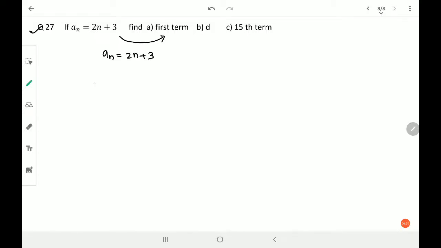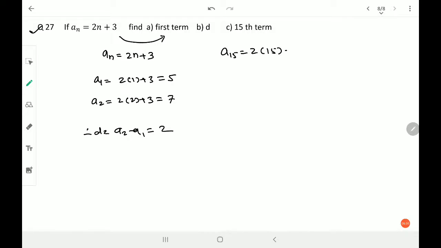You have to find the first term, meaning a1, so 2 into 1 plus 3 would be 5. Now to find d, meaning a2 minus a1, find a2 from this. a2 is equal to 2 into 2 plus 3, which is 7. So what will be d? Therefore d is equal to a2 minus a1, which is 7 minus 5, which is 2. And how do we find the 15th term? a15 is equal to 2 into 15 plus 3, 33. Answer done. That's it. So very simple.